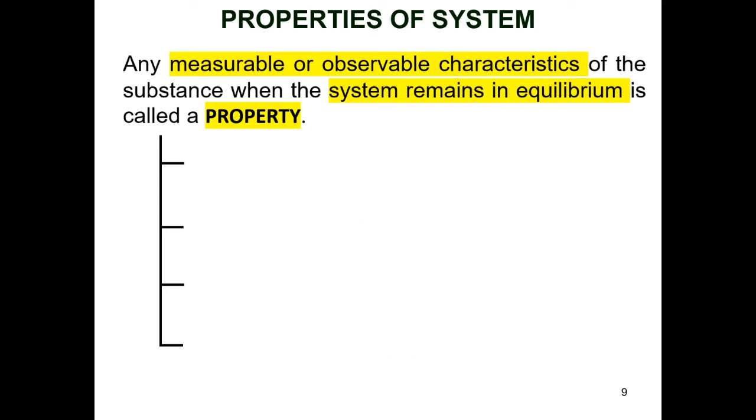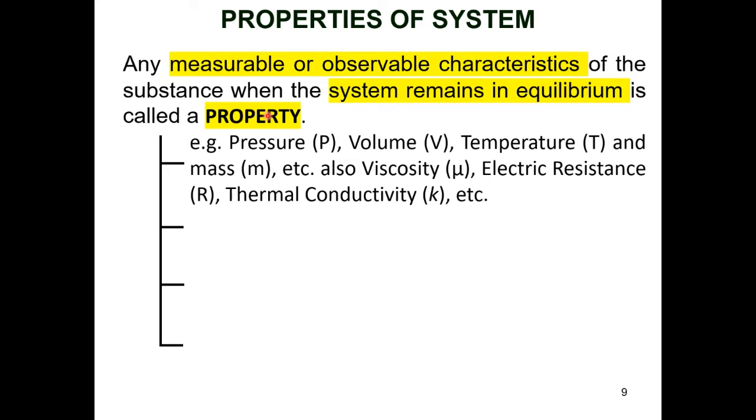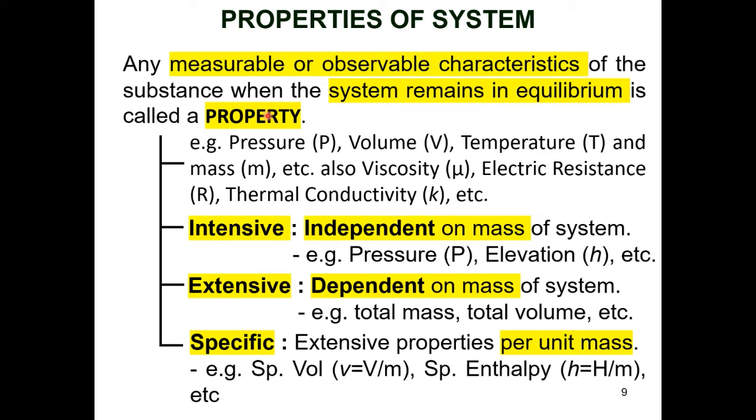Okay, so property of a system. Yes, so what is a property? These are some of the terms that we always use in thermodynamics. The properties of a system means any measurable or observable characteristic of the substance while the system remains in equilibrium. So that is what we call a property. I can show you some examples.